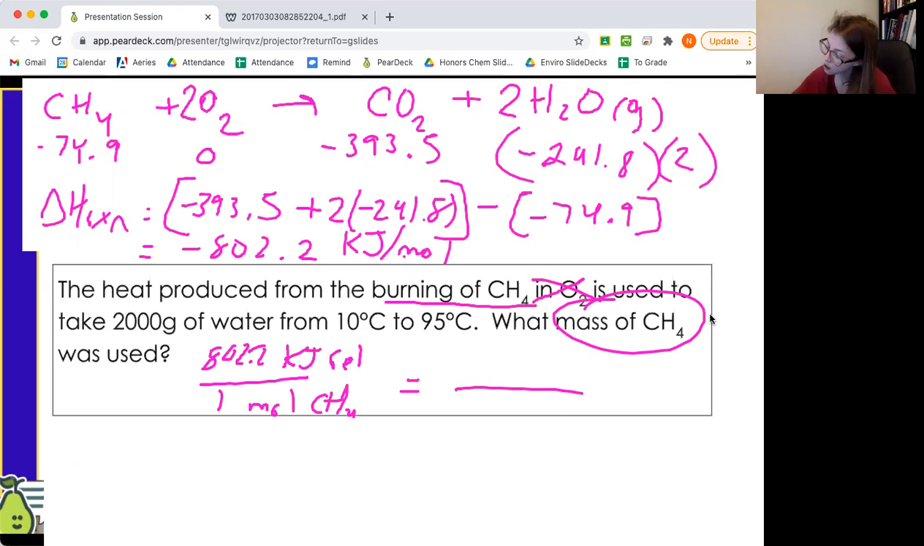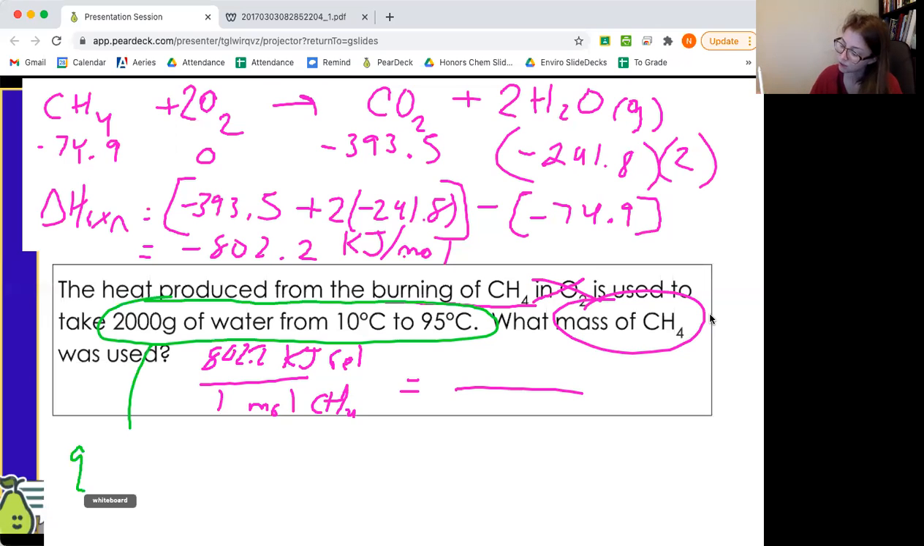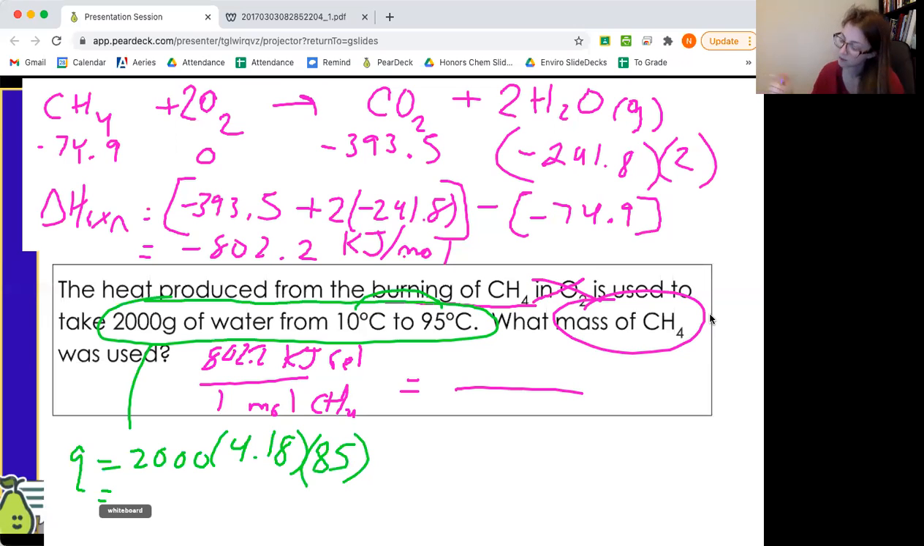Okay, so looking back at the question, other information I have is water changing temperature. And hey, that water's temperature is going up. It's absorbing heat. It makes sense. The water's absorbing heat if the reaction is releasing heat. But that's enough to let me find a Q. Heat that the water absorbs equals mass of the water times CP of the water times delta T of the water, 10 to 95. That's a change of 85.